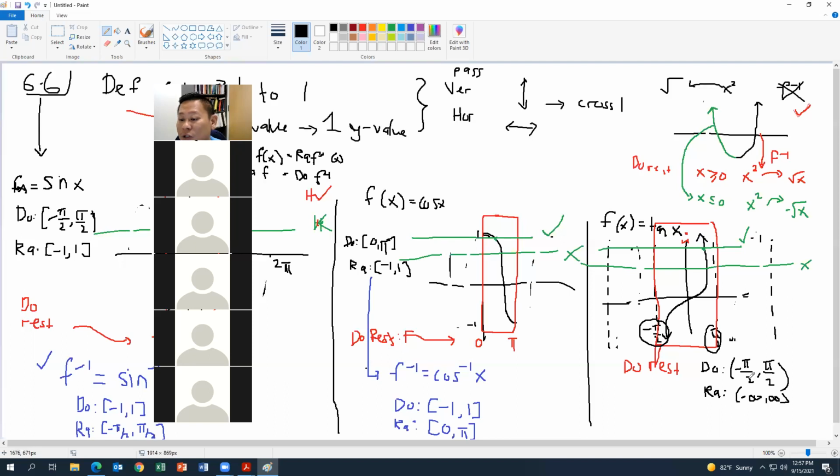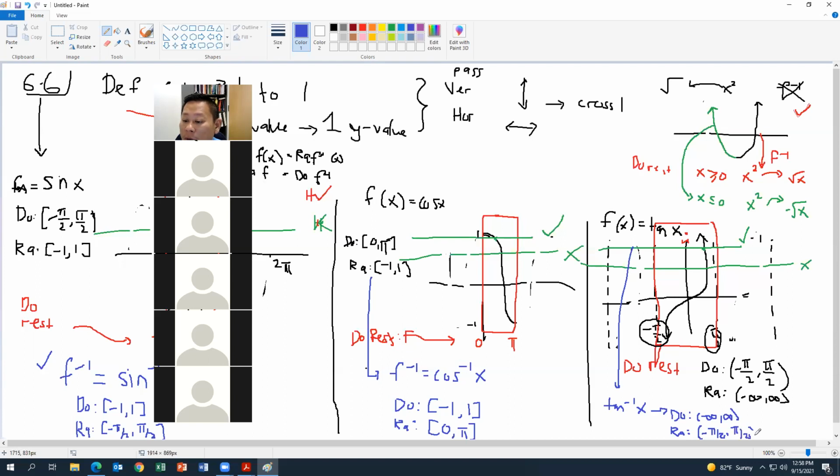So this is the tangent graph if you restrict the domain to just one cycle or one period. If you restrict this, then it will have an inverse function, and that inverse function is what we call tangent -1 x. The domain and range are flipped. So your domain in this case is all real numbers, which is the same as the range of the original one. And your range will be the same as the domain of the original function, in this case negative pi over 2 to pi over 2.